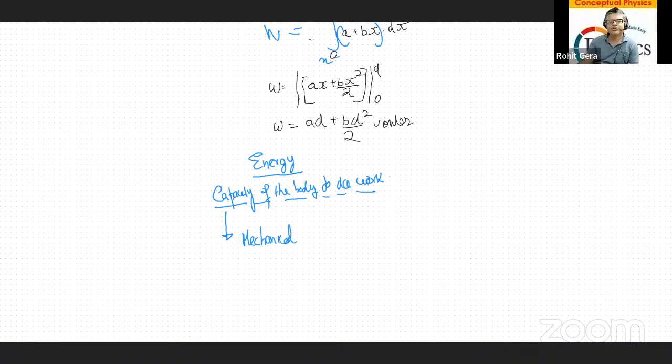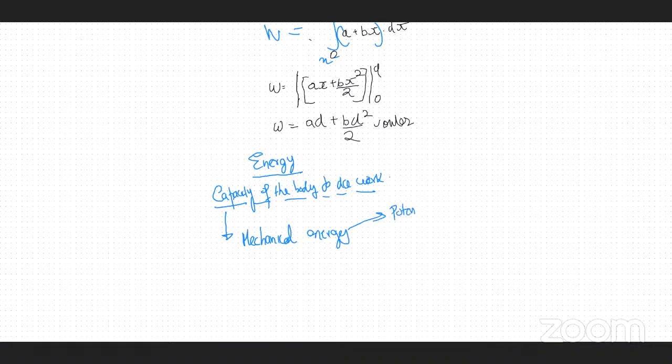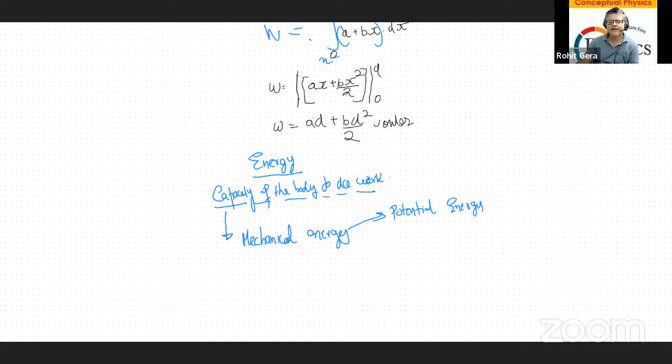Mechanical energy has two parts. One is potential energy. The second part is kinetic energy. There are two parts to it. Okay, these are the only two which are included.